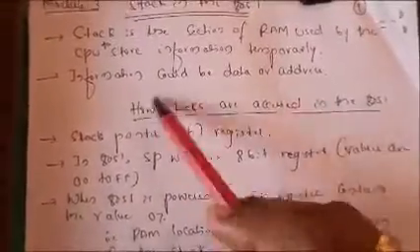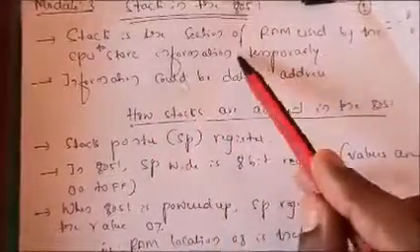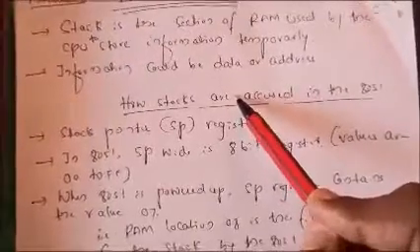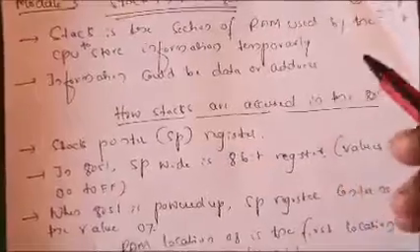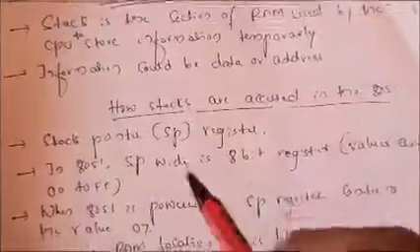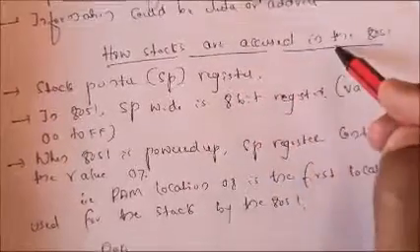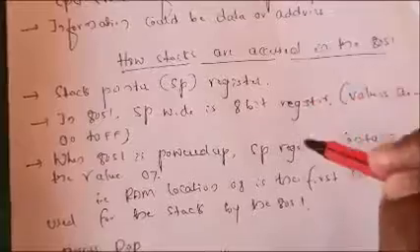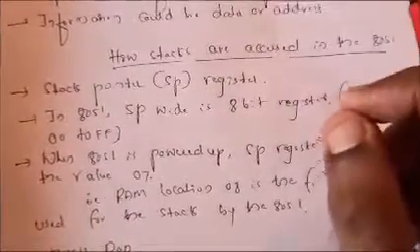So here I already said this is the definition of the stack, and the information may be data or it may be an address also. So that means the stack pointer holds data as well as the address of any of the registers also. Is it clear? So the next part is how stacks are accessed in the 8051. Already I said stack is also part of the RAM, consisting of different memory locations.